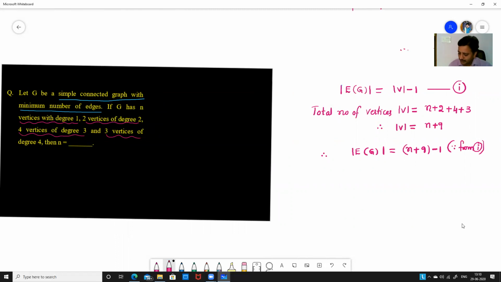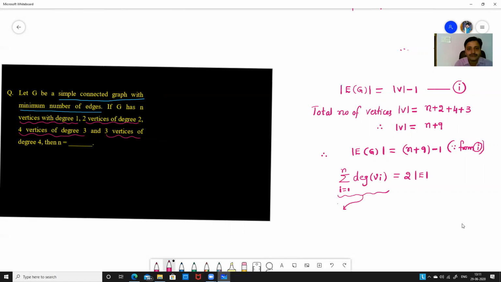But there is a relation between the number of edges and the sum of degrees of all vertices, right? What is that relation? We know that the sum of degrees of all vertices, summation i from 1 to n, is equal to 2 times the number of edges in the graph. Which implies, keeping the 2 on that side only, the sum of degrees of all vertices. And tell me what is the sum of degrees of all vertices here?